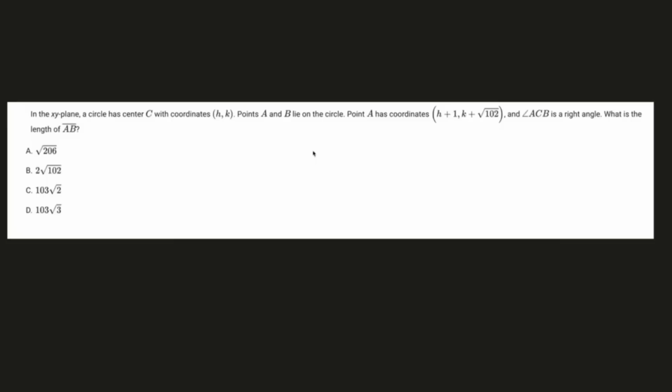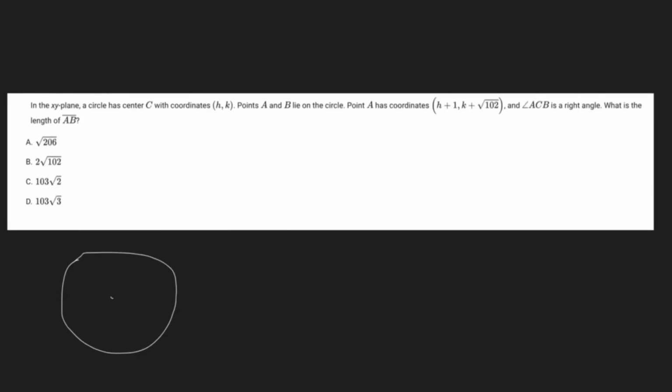In the xy plane, a circle has center C with coordinates (h, k). So let's just draw our diagram here. So we have this circle, not a great circle, but we can deal with it. And it has a center C, right? So let's just label this C.